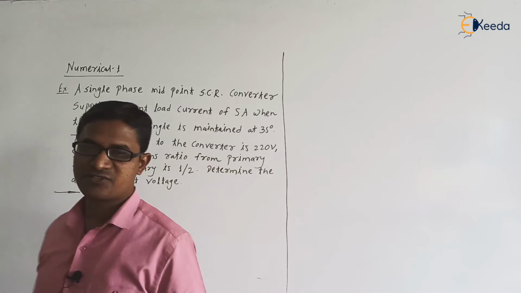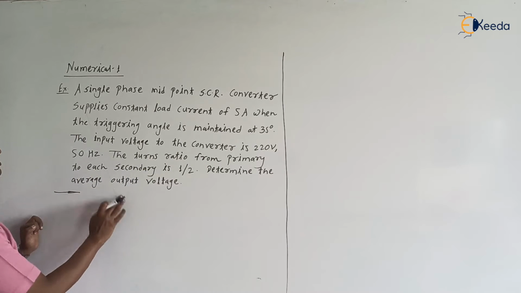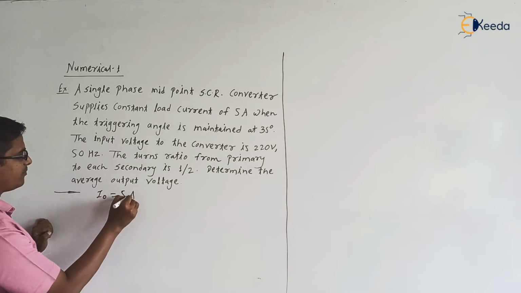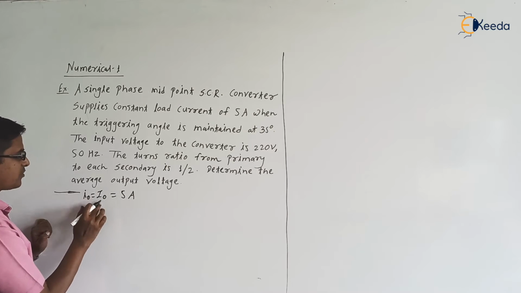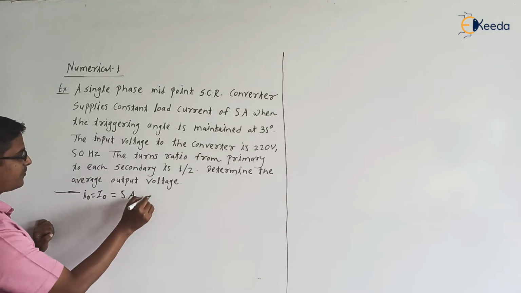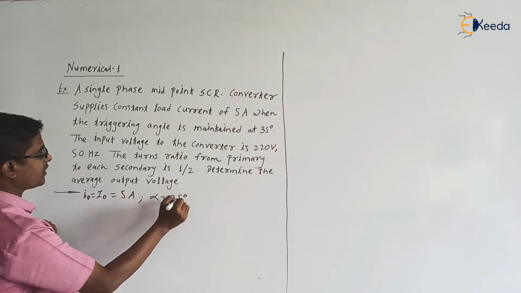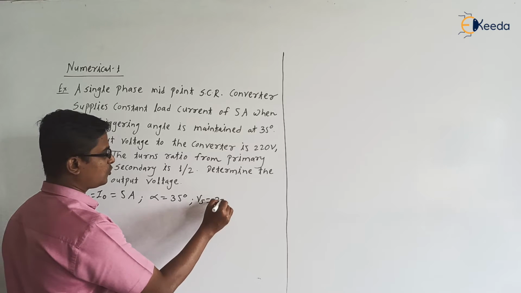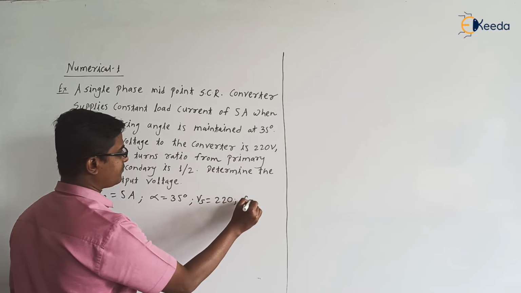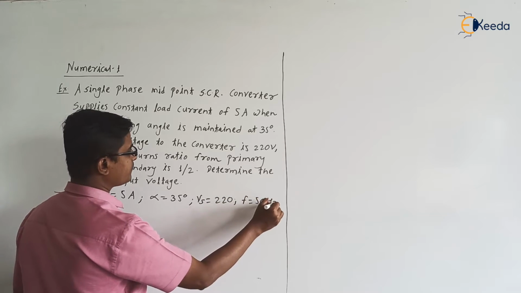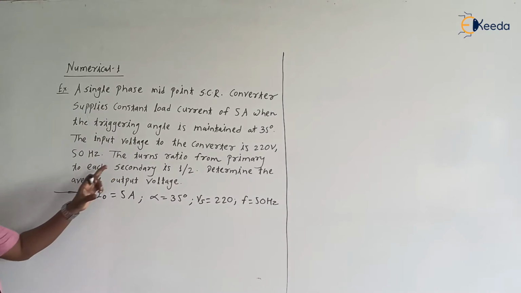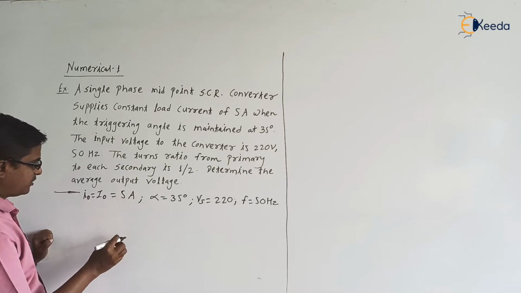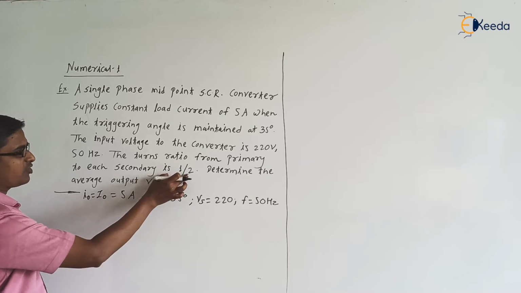So let us first note the given things. They have given I0 is constant, it is 5 ampere, so I0 is equal to 5 ampere. Alpha is equal to 35 degree. Supply voltage Vs is equal to 220 volt and frequency f is equal to 50 hertz. And it is given that the turns ratio from primary to each secondary is 1/2. So please try to understand the meaning of this statement.